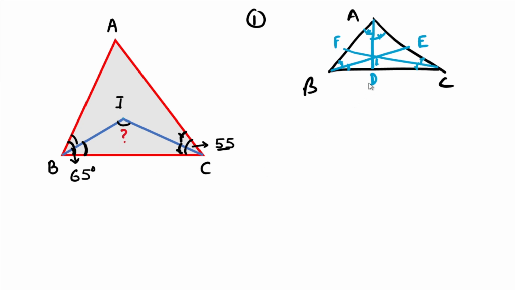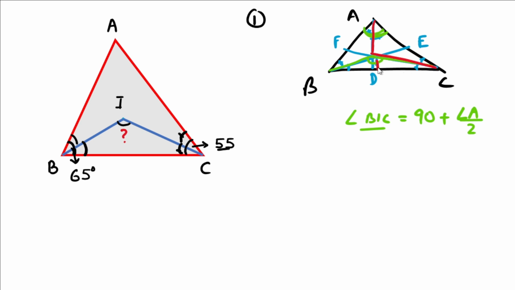Now how will we calculate the angle at the incenter? Angle BIC will be equal to 90 degrees plus half of its behind angle, or opposite angle. This angle is behind this incenter, so BIC will be 90 plus half of angle A, that is A by 2.